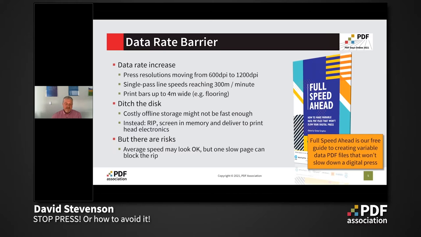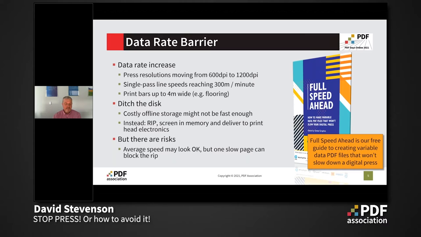We've identified something that we refer to as the data rate barrier. As you will appreciate as we go through this, Global Graphics is very focused on inkjet printing, and press resolutions are moving from 600 dpi to 1200 dpi, which actually means not twice as much data, but four times as much data. Single pass line speeds are reaching phenomenal speeds, up to 300 meters per minute. And print bars can be enormously wide to print onto flooring. We do a lot of work with industrial presses for printing things like ceramic tiles, flooring, that type of thing.